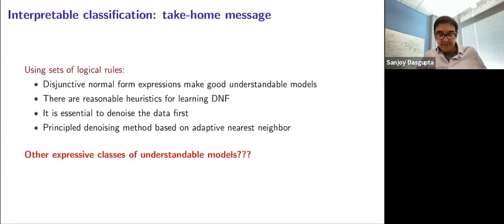So the take-home message here is that we probably shouldn't be too scared of learning DNF. You know, there are things that are hard about it, but it's not that frightening, I think, overall. The main difficulty here is denoising the data first. And we've suggested one particular way of doing this based on an adaptive nearest neighbor scheme for which we can give very interesting rates of convergence that don't rely on smoothness parameters at all.